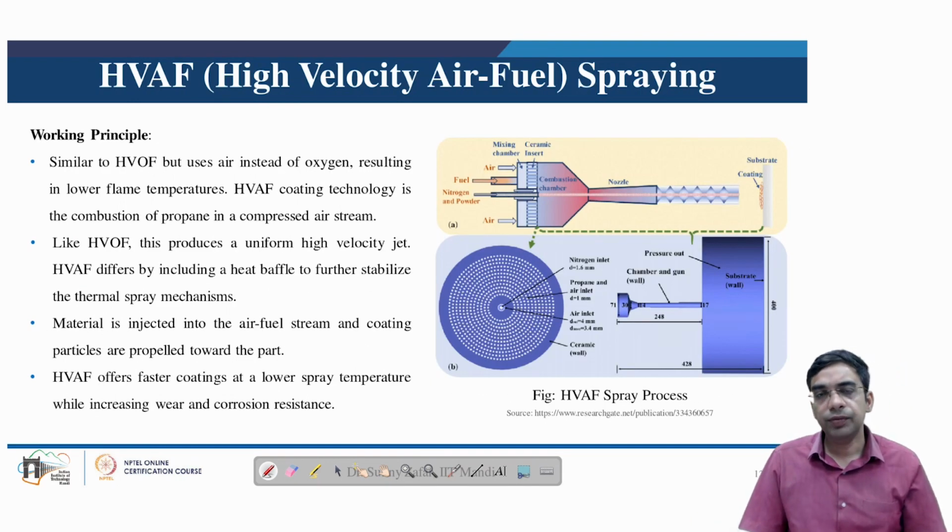The third type of thermal spray method, used to deposit erosion resistant coatings, is high velocity air fuel spraying. The working principle of HVAF is similar to HVOF. The only difference is that the process utilizes air instead of oxygen. This results in relatively lower flame temperatures, and HVAF technology is also known to utilize propane as the fuel gas, which is mixed with compressed air.